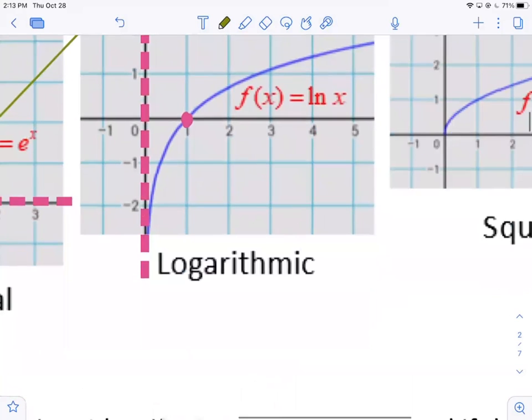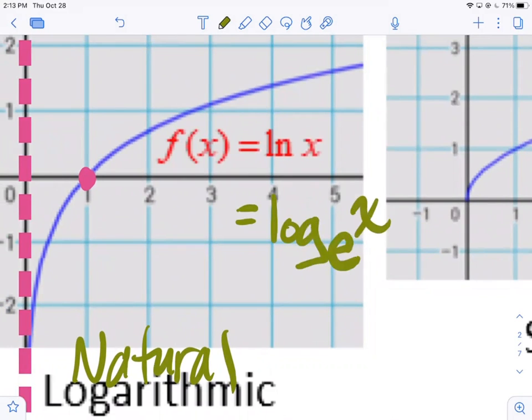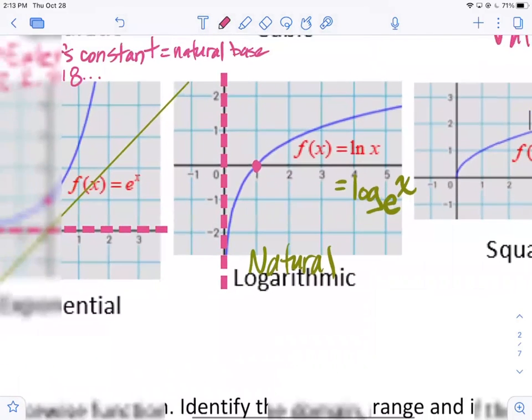Now, let's talk about the natural log of x. That's how we read that: the natural logarithm. You've seen logs in a different way before. This is actually the same as log base e of x. That's how we're going to read it. So it has the natural base. That's why we call it the natural log.